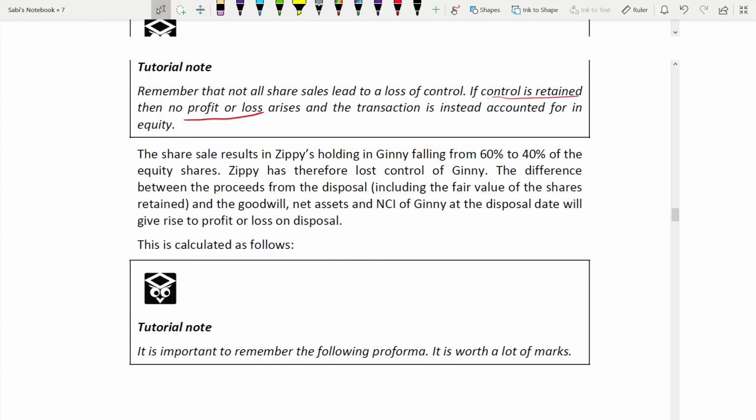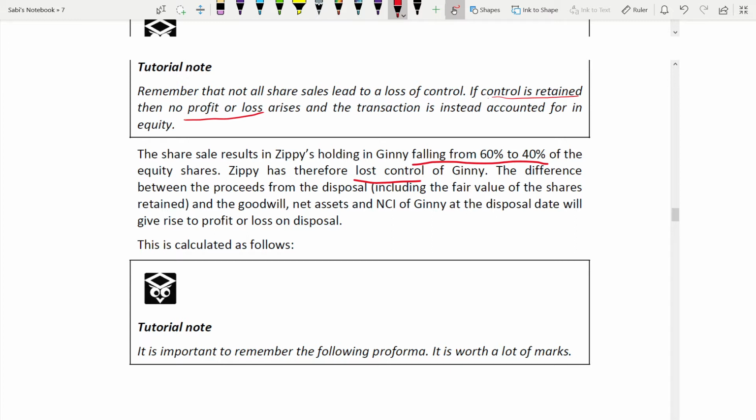But so now, that's the tutorial note. Okay, this all will not come in your answer. So the share sales results in Zippy's holding in Guinea falling from, yes, you can straight away start saying this, falling from this to this, of the equity share. So Zippy has therefore lost control. Very important keyword is lost control. Okay, so he lost control of Guinea.